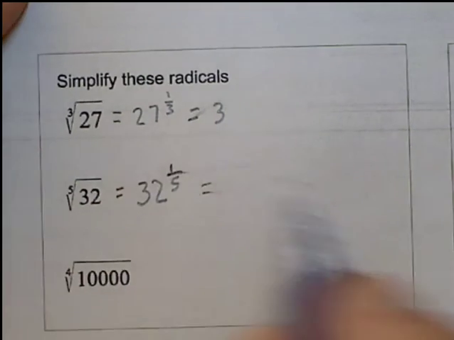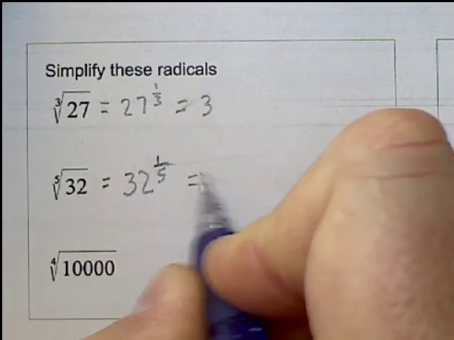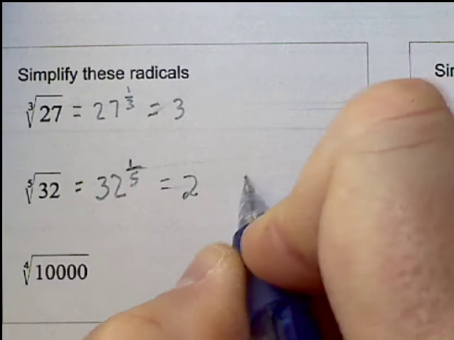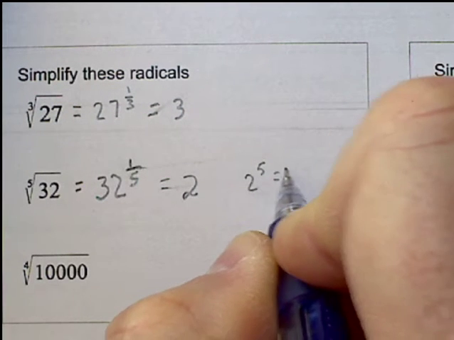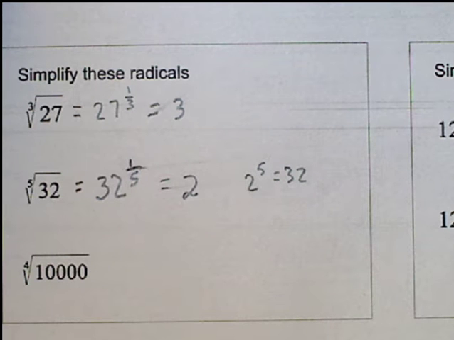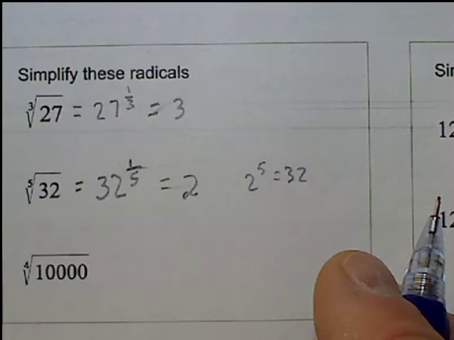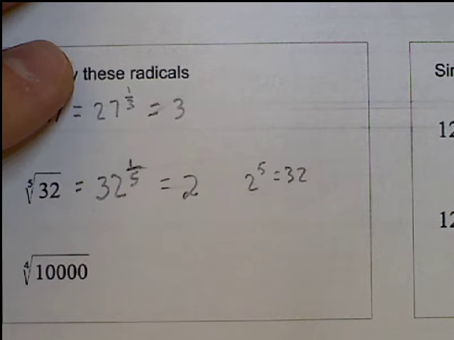Okay, so I'll go through it again. The 5th root of 32 is 2. And all we're saying then is that 2 to the 5th power is the same thing as 32. That makes sense? So you do 2 times 2, that's 4. Times 2 is 8. Times 2 is 16, times 2 is 32. So 5 factors of 2 is 32.